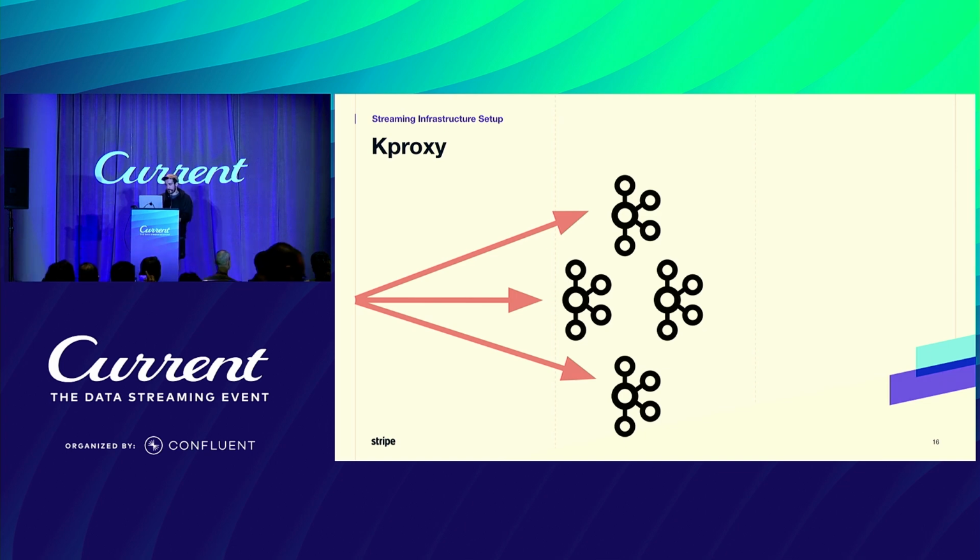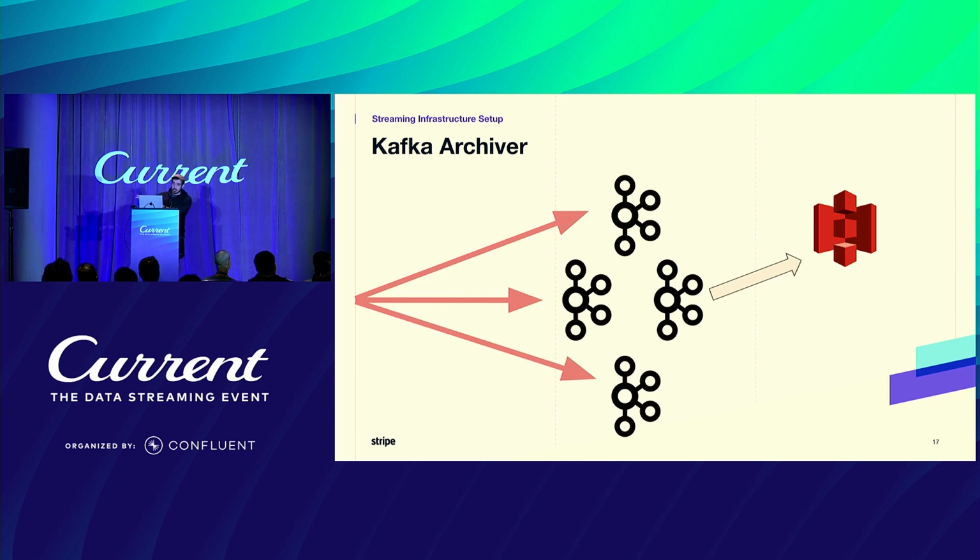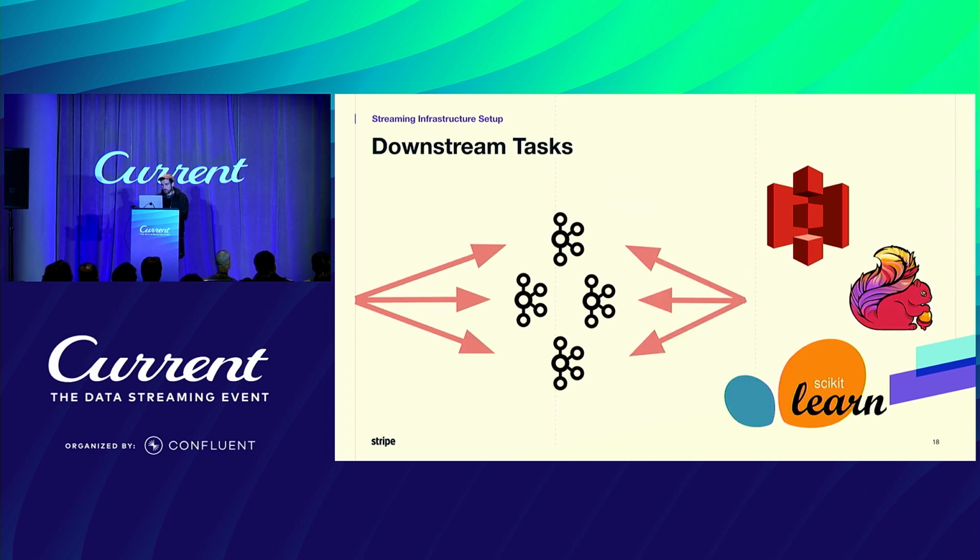Next, we have our Kafka archiver, which we use to take the data from our brokers and put it into S3. As you can imagine, we don't have infinite retention on our brokers, but once data goes to S3, for the most part, we don't really delete it.